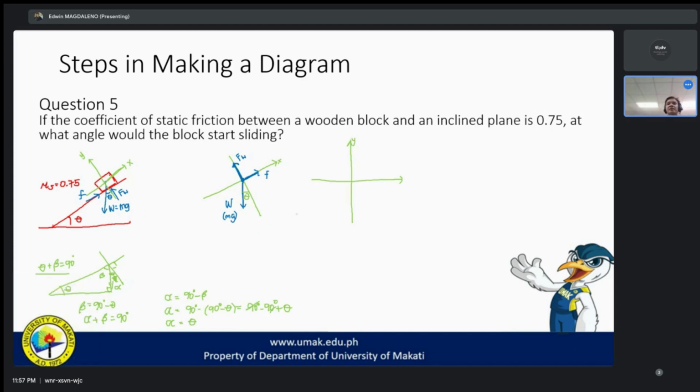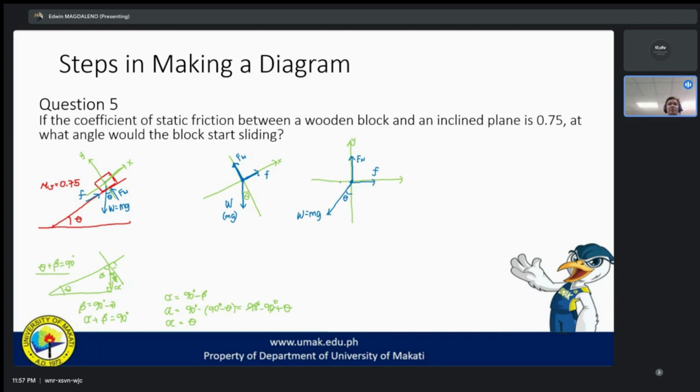You'll see that, of course, the normal force is still upward. So from the center, this is the normal force. From the center, we have your frictional force. And from the center, we have here weight, which is equal to mass times gravity. And this is angle theta.